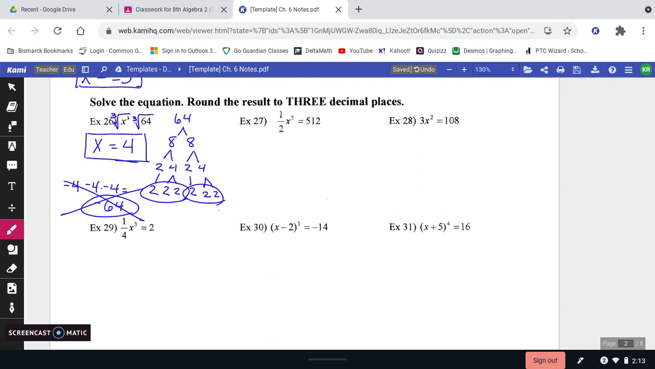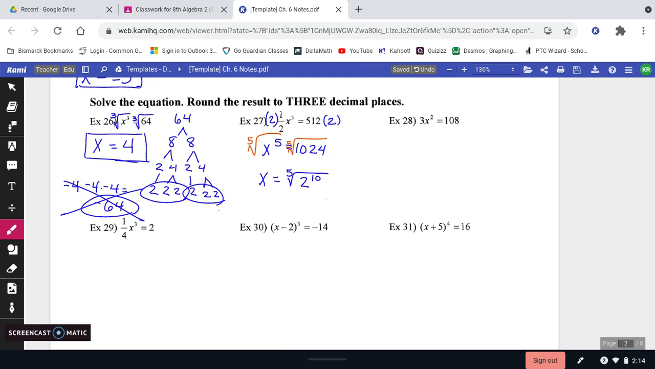Okay, number 27. On this one, I would multiply both sides by 2 first. So x to the 5th power is 1024. Okay, so then you can do 5th root on both sides. What happens here is if you do a factor tree on 1024, it's made up of a whole lot of 2's, and it's actually 10 2's, so it's 2 to the 10th power.